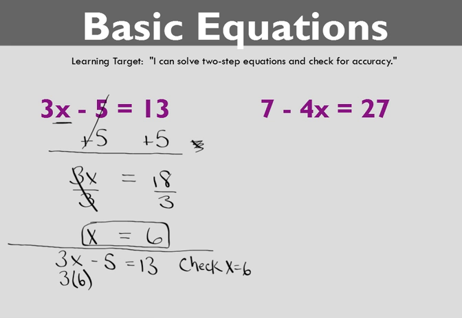So instead of 3 times x, I have 3 times 6 minus 5 equals 13. Well, 3 times 6 is 18 minus 5. I got no space here, but I know that 18 minus 5 is 13, so my last line should be 13 equals 13, and the famous check symbol means you did it, you know you're right.